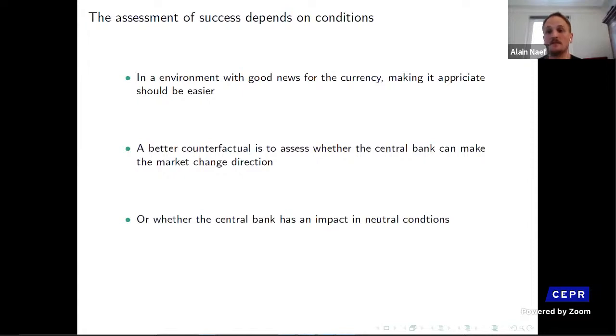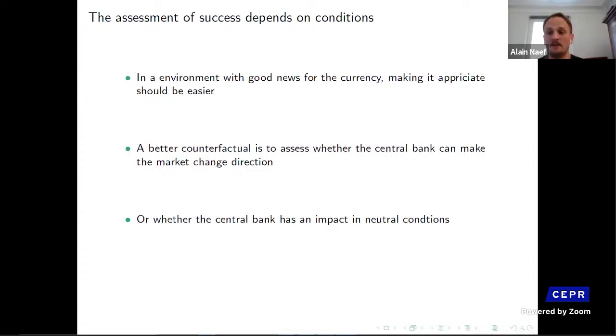because the success of an intervention deeply depends on the market conditions, right? So when there's good news and the central bank is trying to make the exchange rate appreciate, it's going to be much easier. But if there's bad news and it's trying to make it, I think I messed that one up. So let me start over. If there's good news and the central bank is trying to make the currency depreciate, for example, that's going to be more difficult than if there's good news and it's trying to make it appreciate. So I guess the context really matters here.